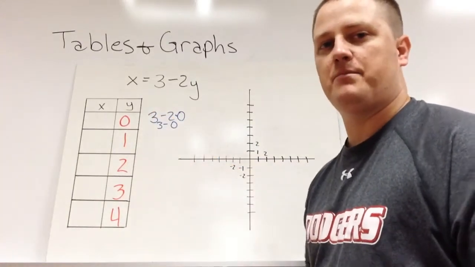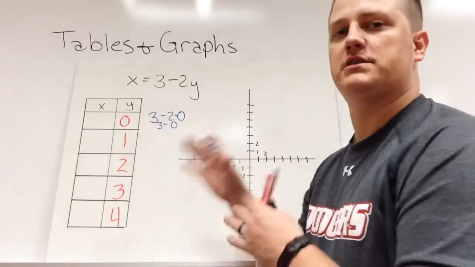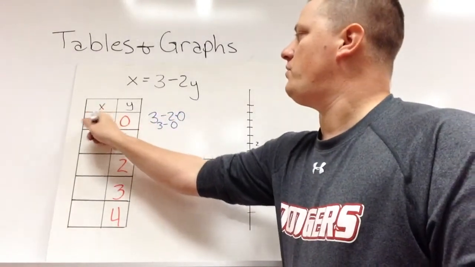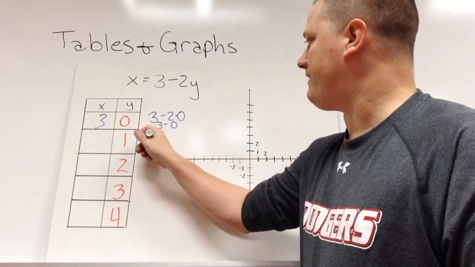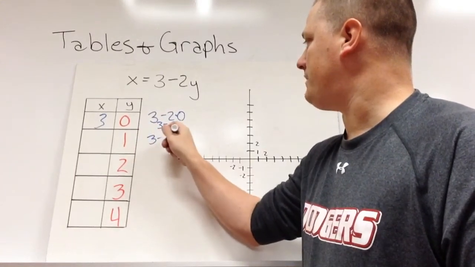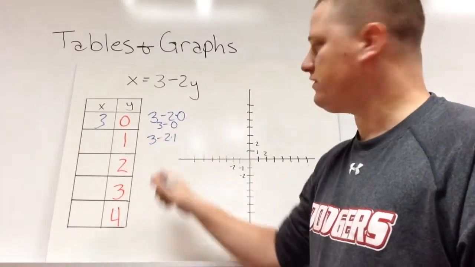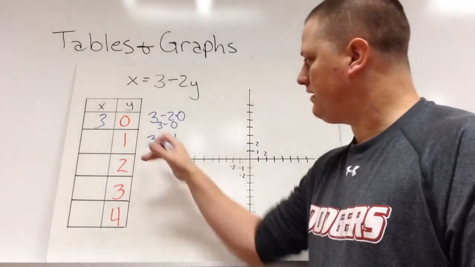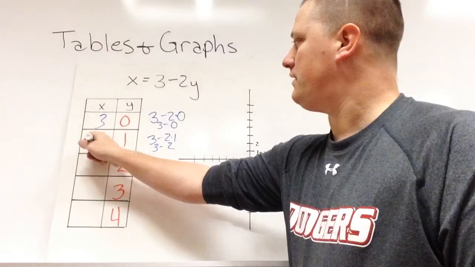Rewrite this problem because some people will want to do it backwards since they did the multiplication first. This is 3 minus 0, which is 3. Then we've got 3 minus 2 times 1. 2 times 1 first gives you 2. Bring down the minus and the 3 in front. 3 minus 2 is 1.